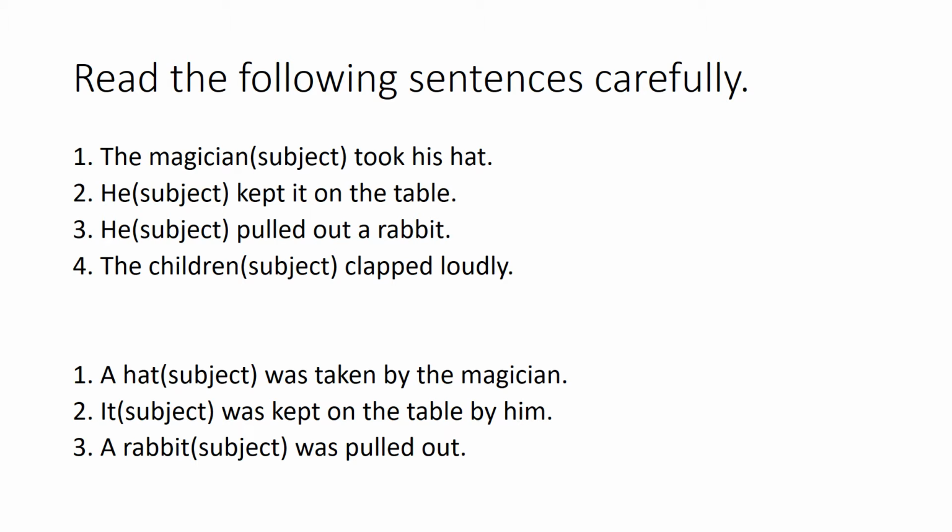In sentences 1, 2, 3, 4, the subject, the magician, he, the children are the doer of every action. All the above sentences are in the active voice as the subject is the doer of action. When the subject of the verb is the doer of an action, the verb is said to be in the active voice.